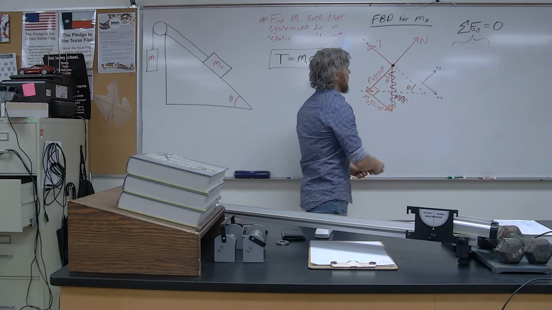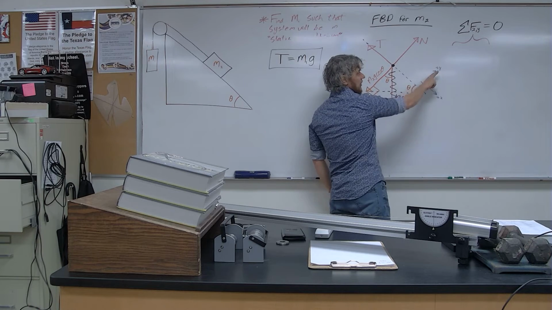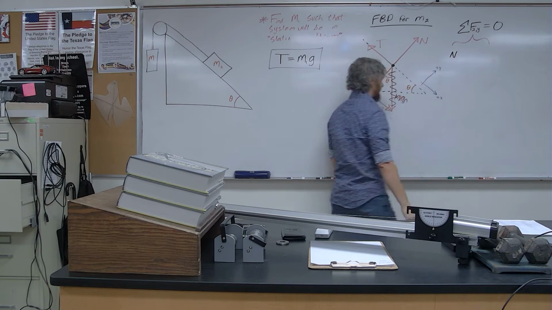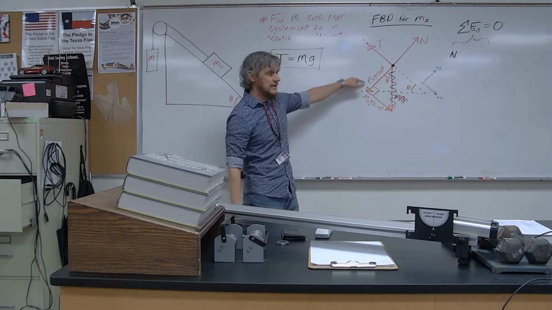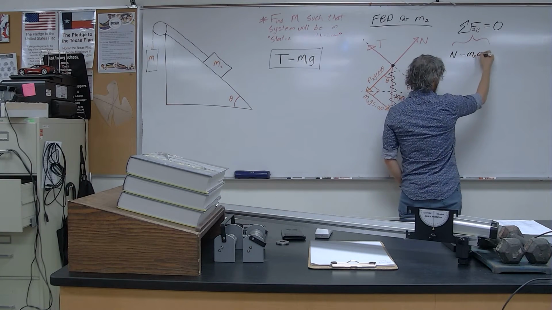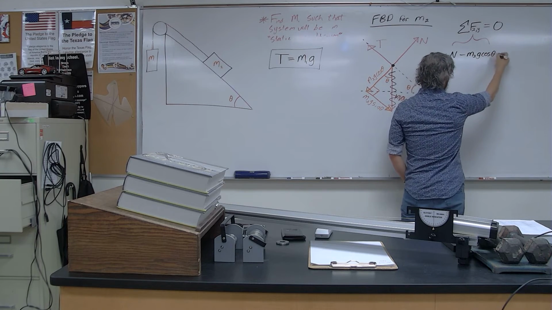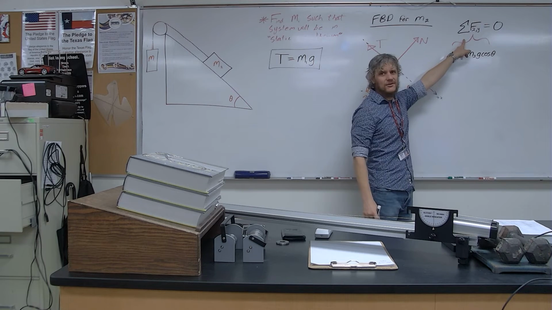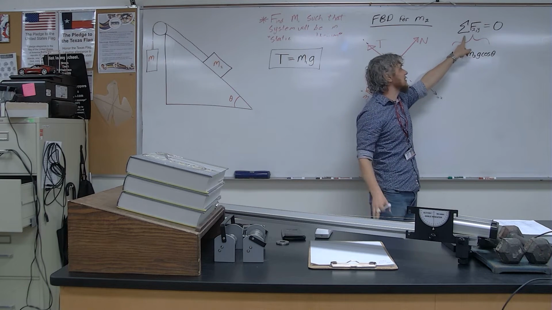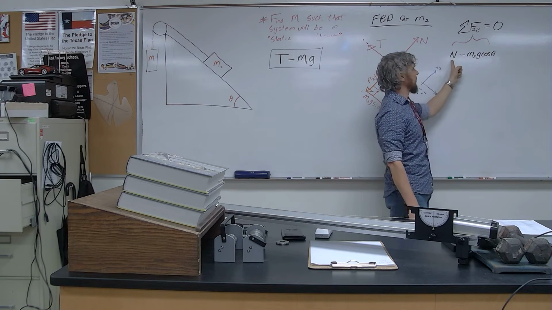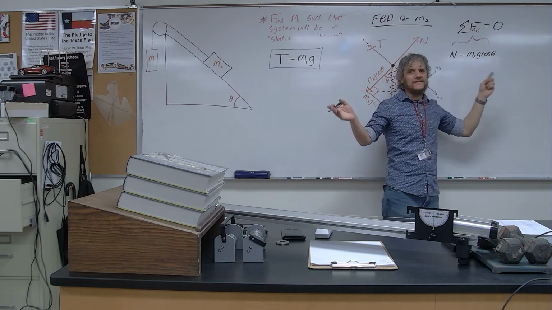The normal force is in the positive y direction, so I call that a positive force. M2g cosine theta is in the negative direction, so that's going to be minus M2g cosine theta. Don't let that sigma symbol, that weird E, throw you or make you confused. It just means list all the forces in the y direction. If they're positive, they're positive. If they're negative, they're negative.